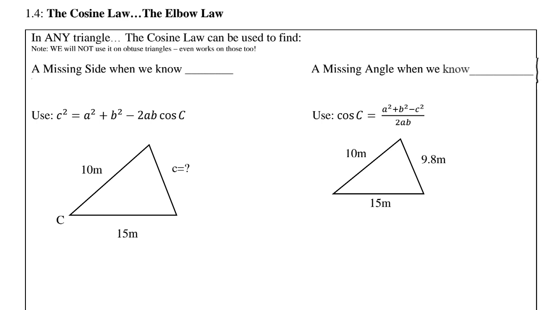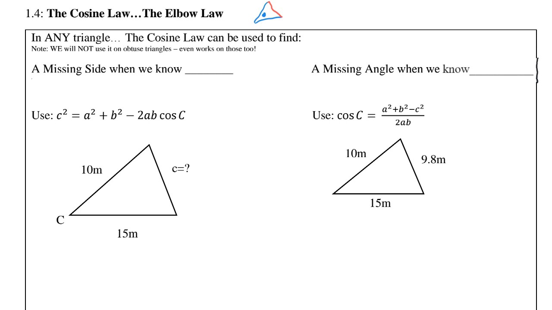All right, so today we're going to be working on a thing called the cosine law. I also call it the elbow law. The elbow law is based on an angle or a picture that looks like this on a triangle, where we have an angle with two sides, and the final side in red is opposite to the angle.